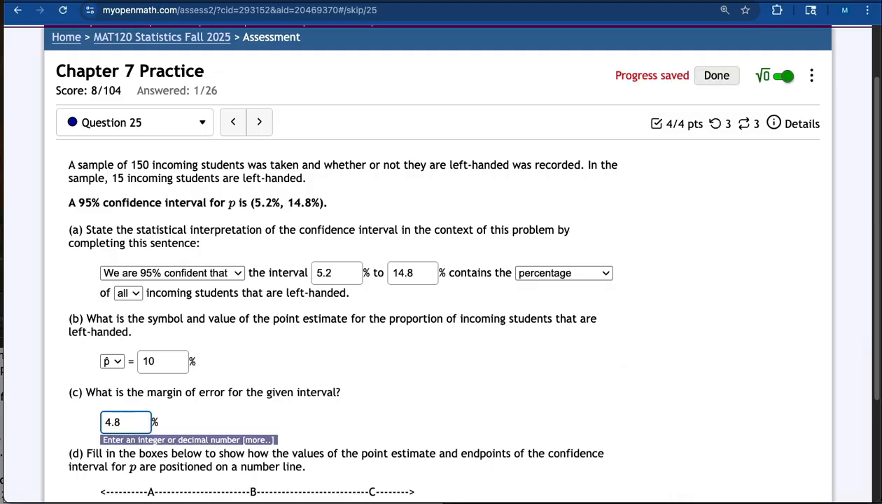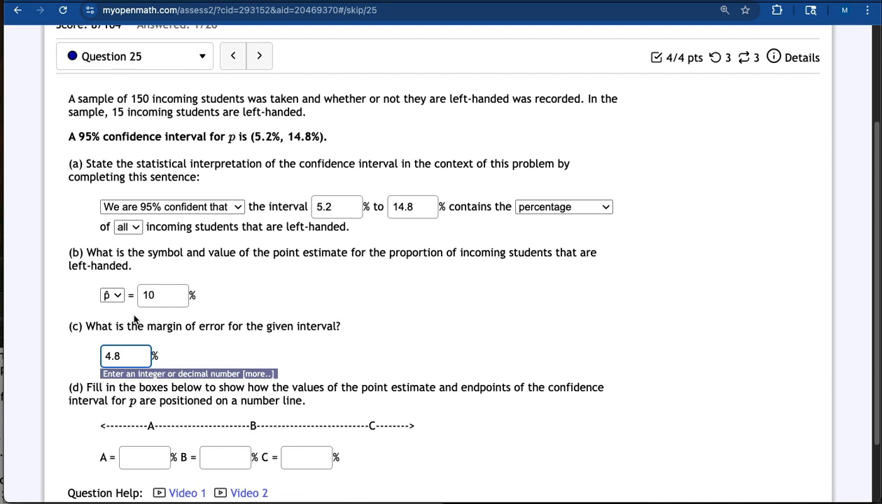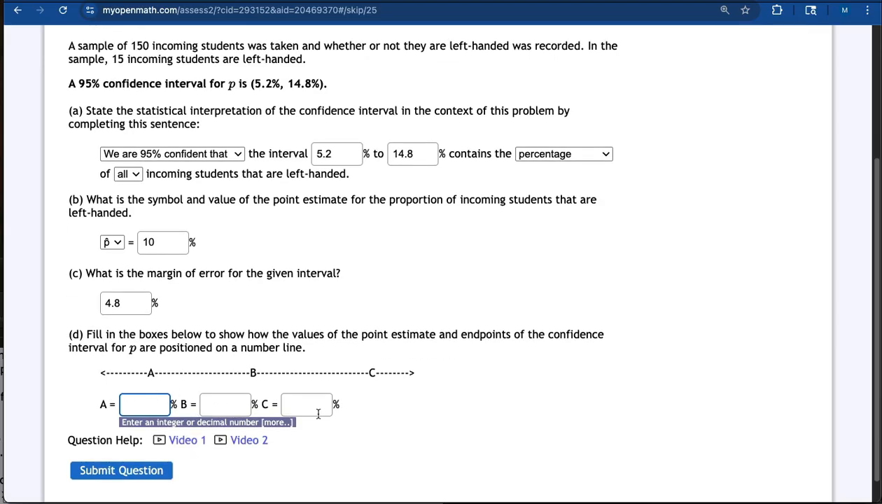4.8% plus or minus. So that means that another way of stating your confidence interval could be, you could say that the true proportion of incoming college students who are left-handed is about 10% plus or minus 4.8%. And the numbers belong on the number line here. So our lower limit goes first. That's our 5.2%. Our point estimate is in the middle. That's 10%. And then our upper limit is all the way on the right. 14.8% goes on the right.